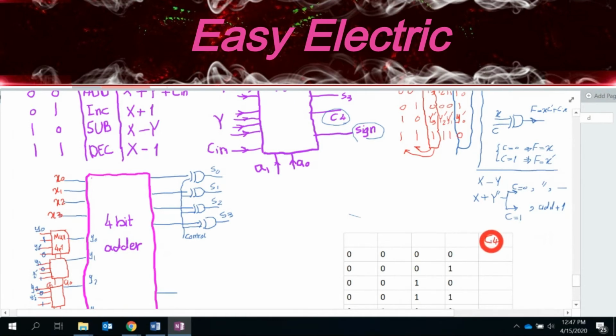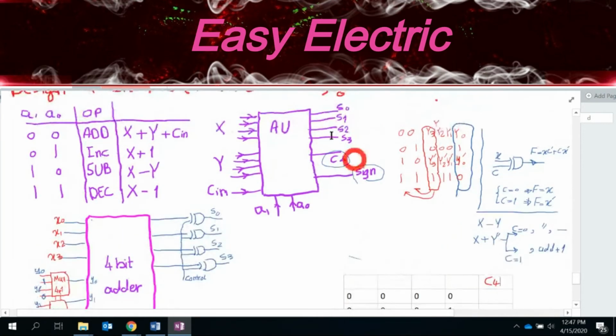Right now, I want to design C4. The question is, C4 is related to which variable? Okay, this is an important question. So you tell me, this C4 that you have is related to which of these variables that we have here. Is it related to A0 and A1? This is the first question. Do A0 and A1 have an effect on the C4? Yes or no? So definitely the answer is yes.